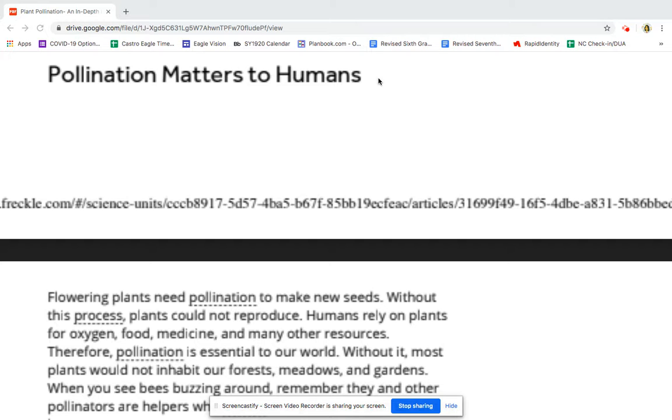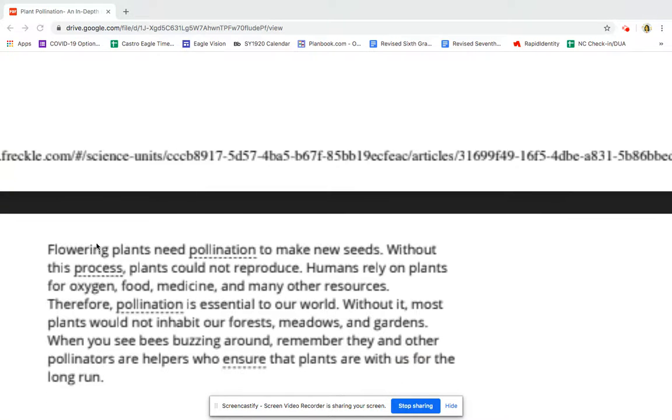Pollination matters to humans. Flowering plants need pollination to make new seeds. Without this process, plants could not reproduce. Humans rely on plants for oxygen, food, medicine, and many other resources. Therefore, pollination is essential to our world. Without it, most plants would not inhabit our forests, meadows, and gardens.